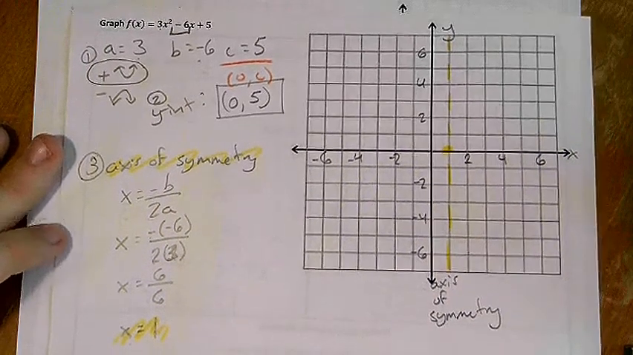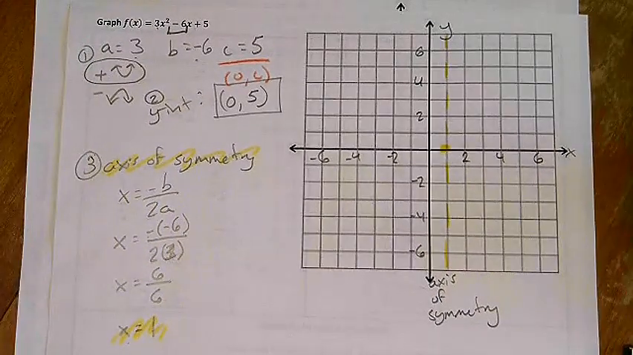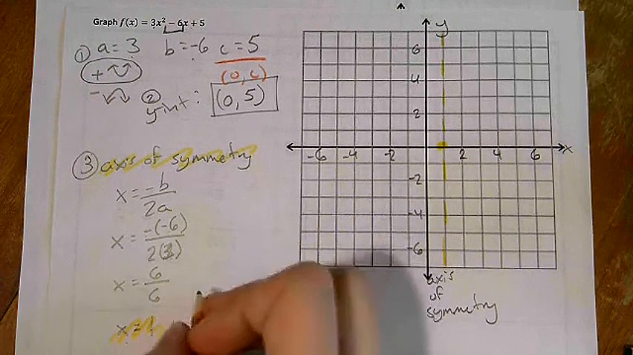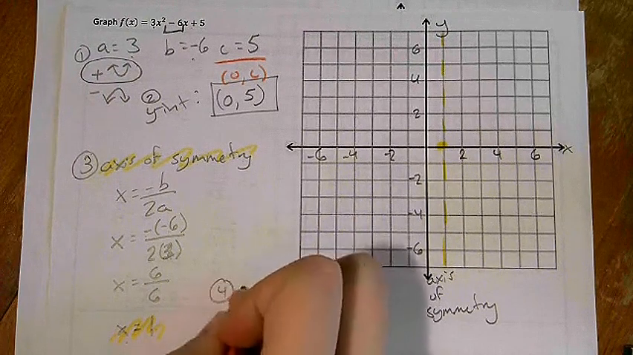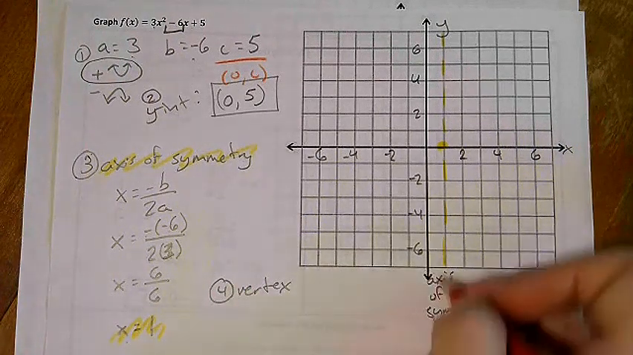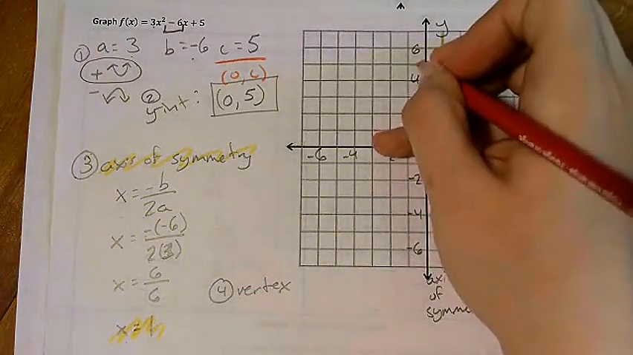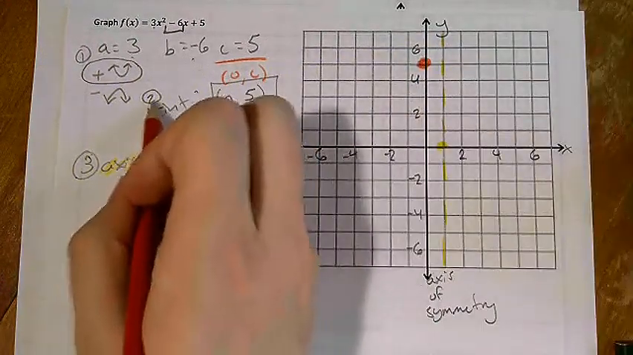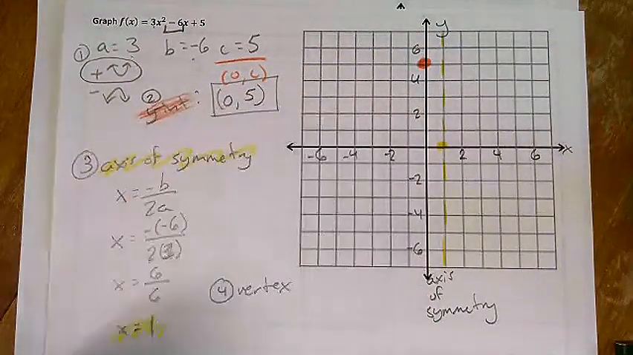The next thing I want is to find my vertex. Oh, and I know my y-intercept. Let's mark that on here too, because it's (0, 5). That's our y-intercept. So we already determined that.